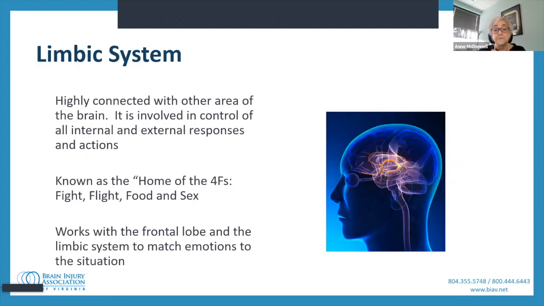The brainstem, the cerebellum, and the limbic system make up sort of the hub of the brain, if you will. And they tend to modulate more basic functions of our brain. The limbic system sits deep inside the brain, and it's really connected to the other parts of the brain because it controls our internal and external responses, because it's the home of the fight or flight syndrome. We've also heard it referred to as the home of the 4 Fs: fight, flight, food, and sex. It's a very primitive portion of the brain, but it has to work with the frontal lobe to match emotions to the situation. So if someone has damage to the frontal lobe, the information from the limbic system that tells them how to emote may not be working.